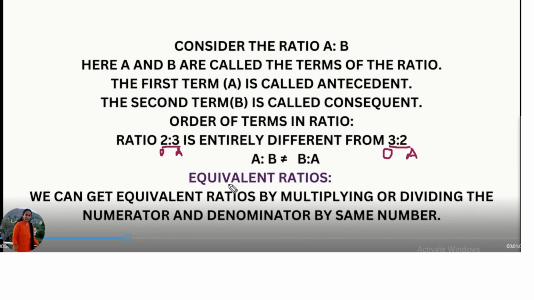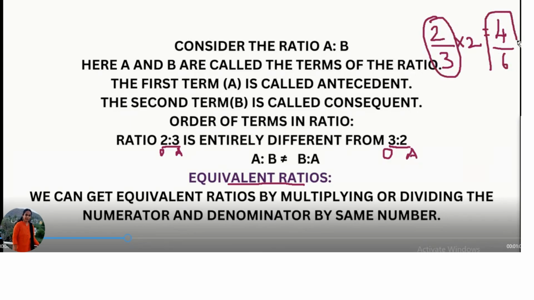The next one is equivalent ratios. We can get equivalent ratios by multiplying or dividing the numerator and denominator by the same number. Suppose I have the ratio 2 is to 3. We can multiply it by 2. So we get 2 into 2, 4, and 3 into 2, 6. So 2 by 3 and 4 by 6 are equivalent ratios.